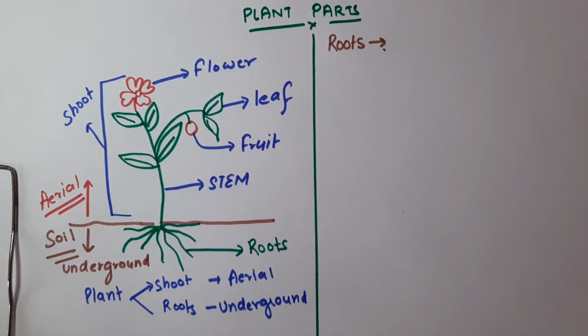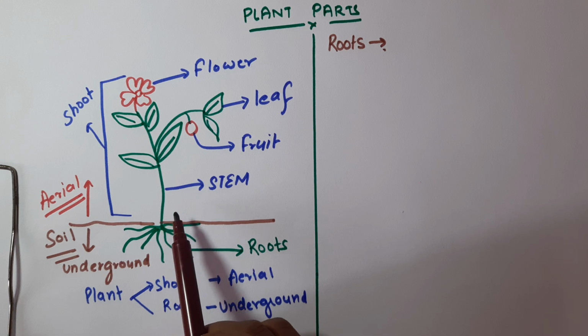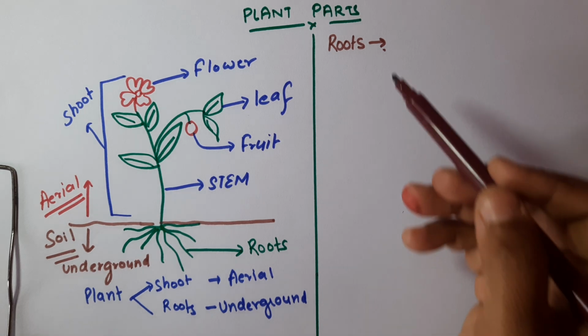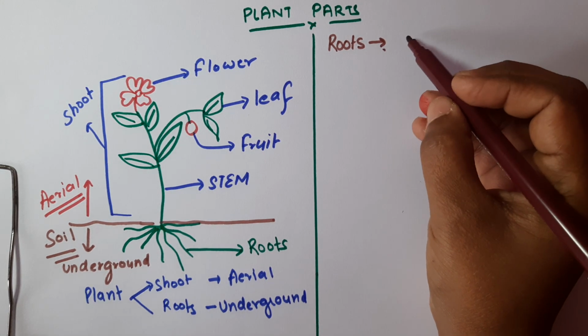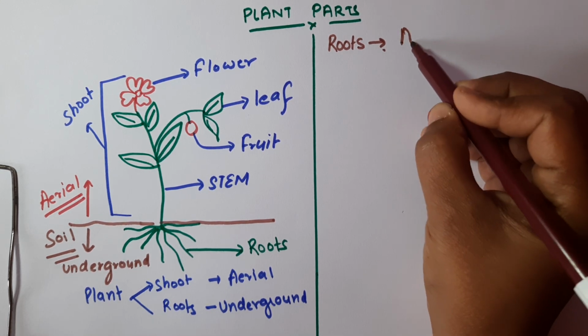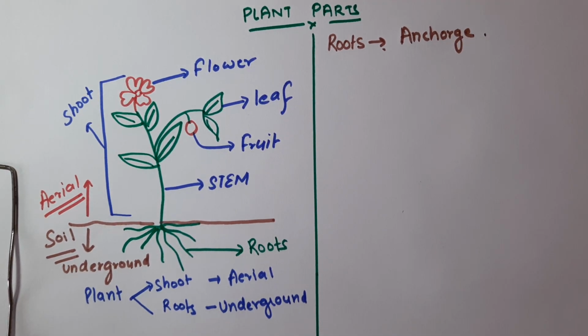Students, have you ever tried to pull out a plant from the soil? If it's a very big plant like this, a shrub, it will not come out easily from the soil. You have to put lots of pressure. Why? Because the plant is deeply in the soil, supported by the roots, so the root acts as an anchor. The root acts as anchorage and fixes the plant into the soil.